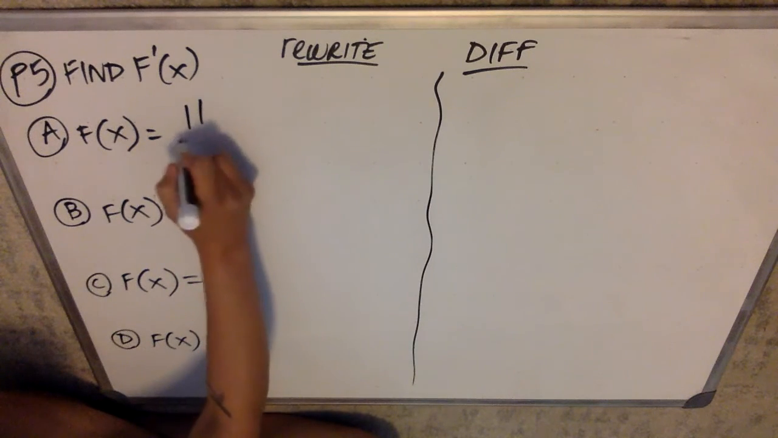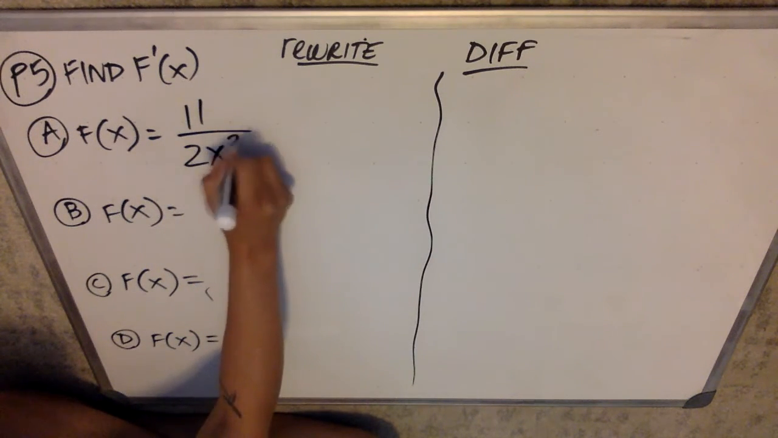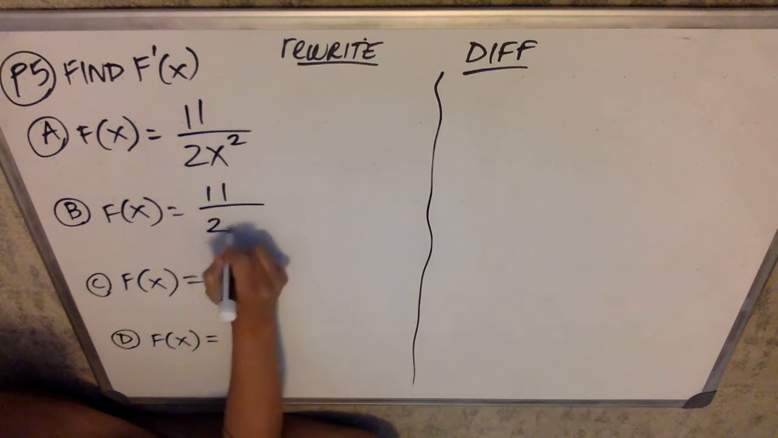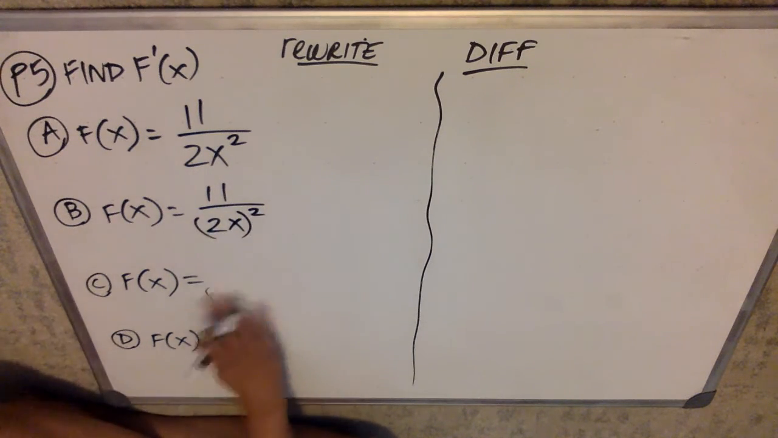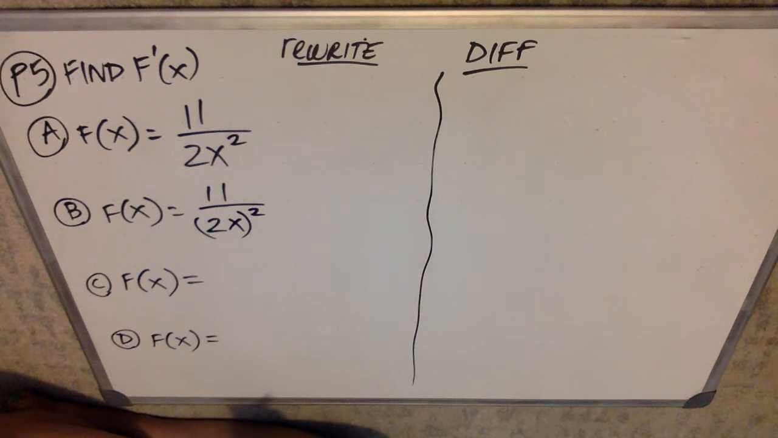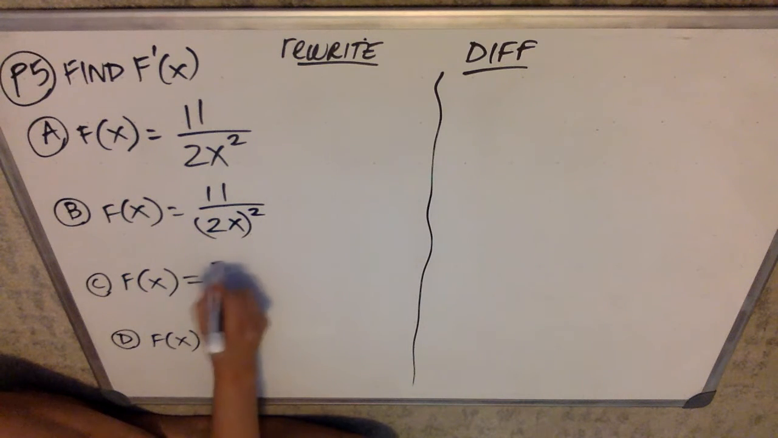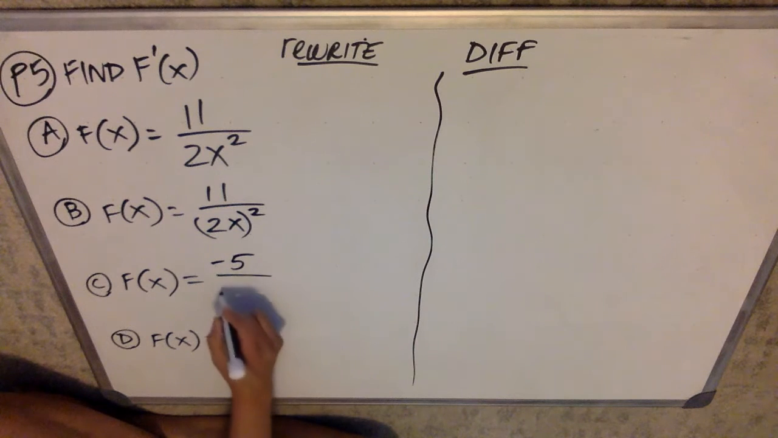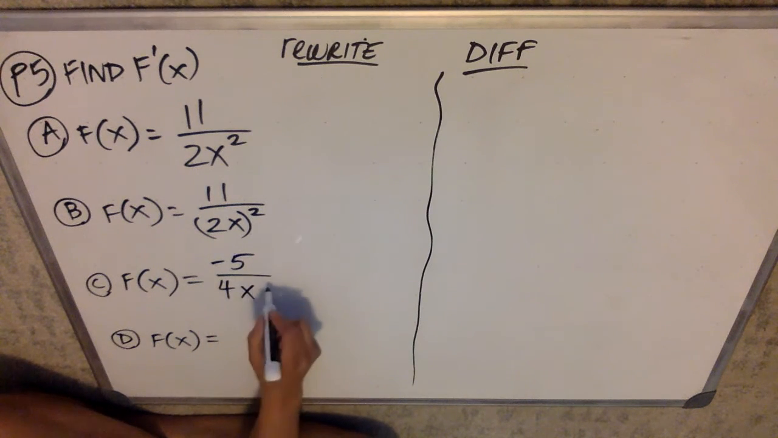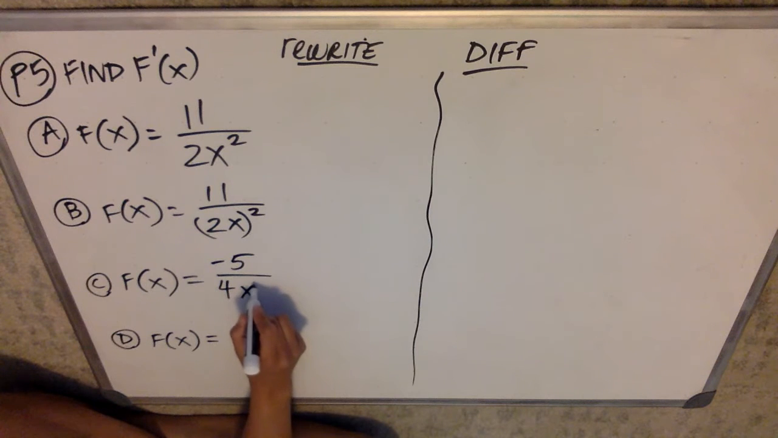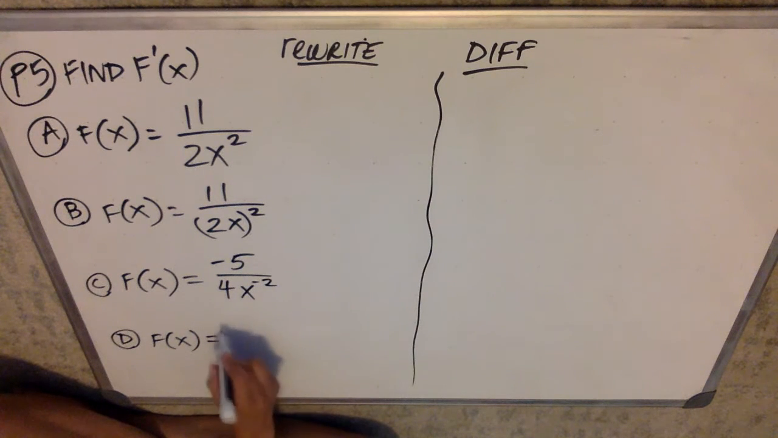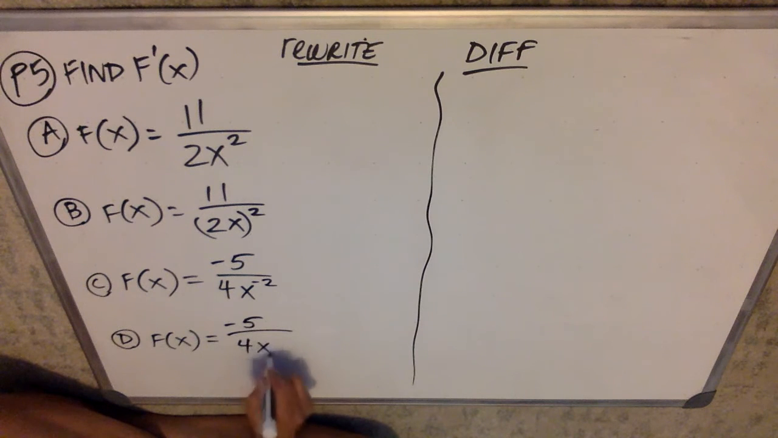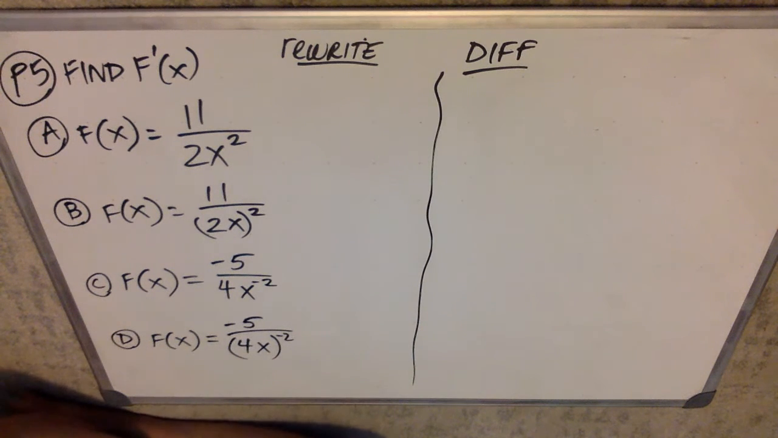Let's do an 11 over a 2x squared, and an 11 over a 2x quantity squared, and let's do negative 5 over 4x to the second, and let's do negative 5 over 4x. Okay, I was kind of lazy. I picked a lot of 2's, but it's all right. Okay, so give this a try. Pause me if you want, or just do it with me.